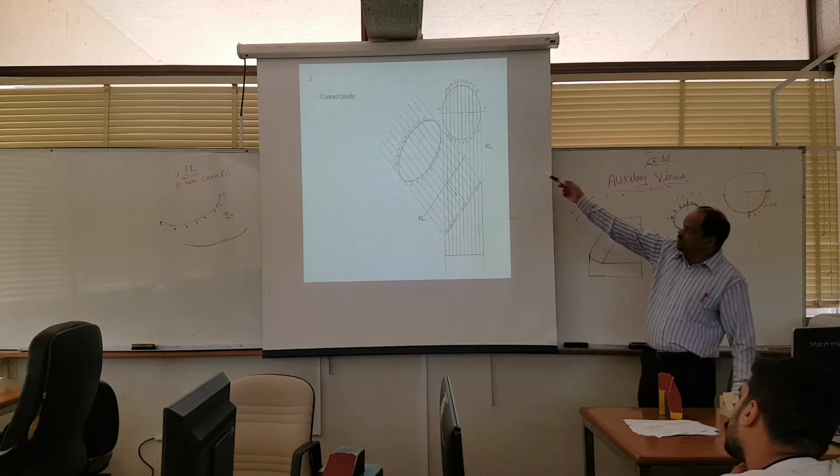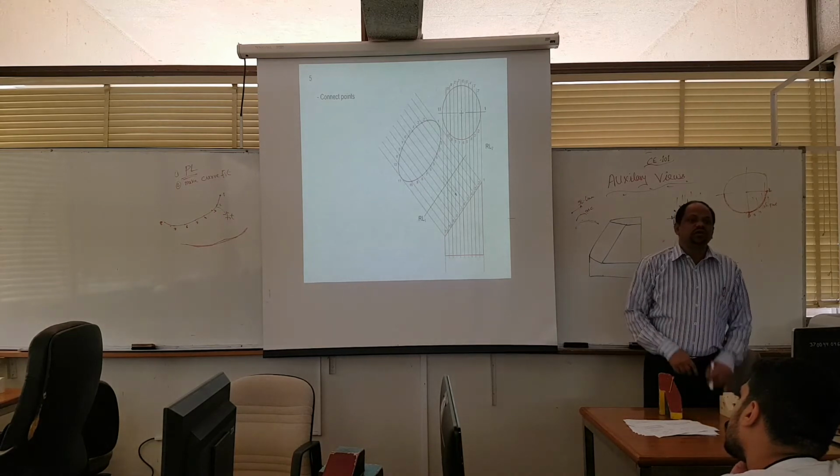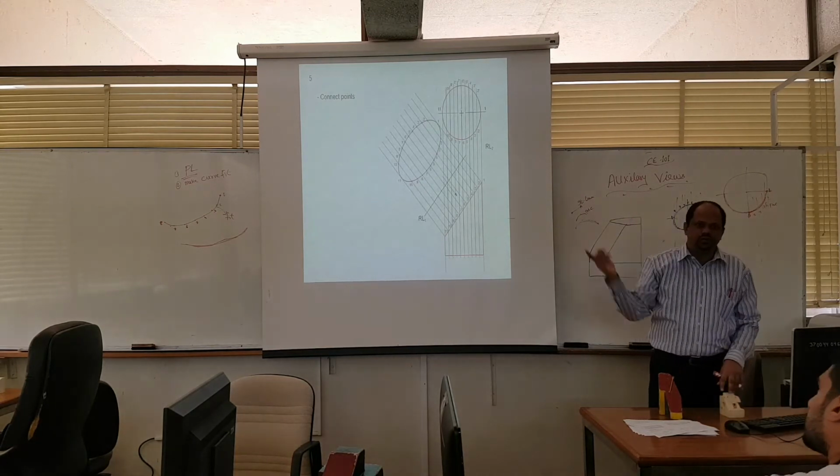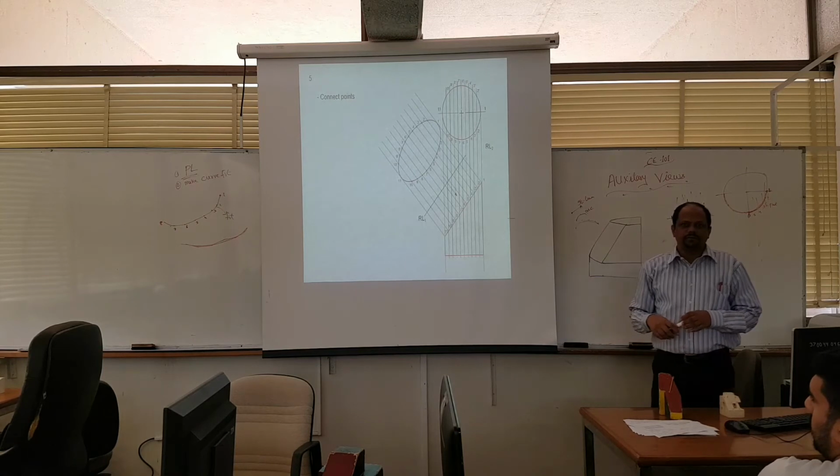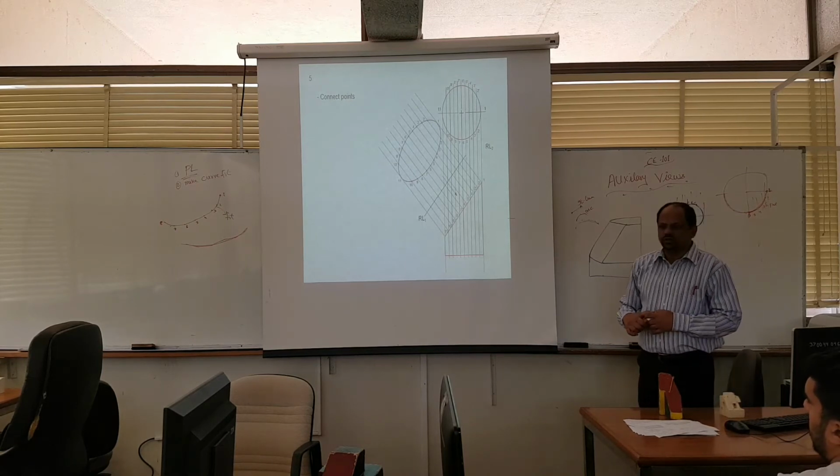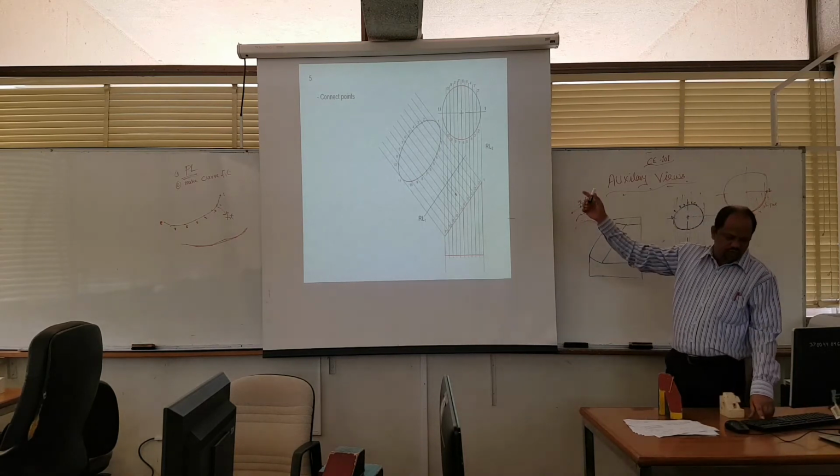So what is the shape of the auxiliary view? It's an oval shape or ellipse like that. Not exactly an ellipse, but still, you can see. So this is the auxiliary view.